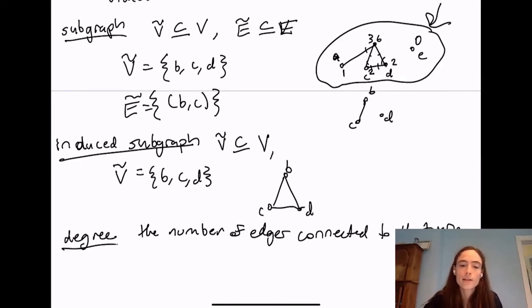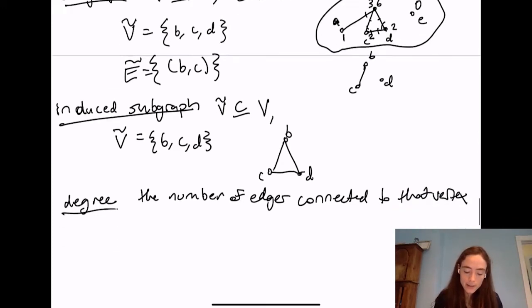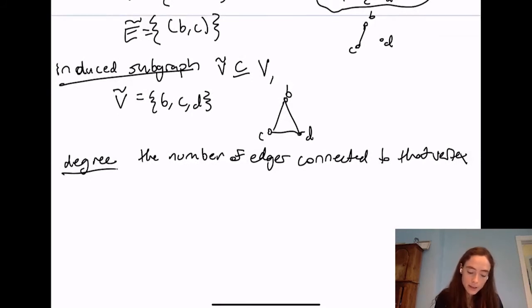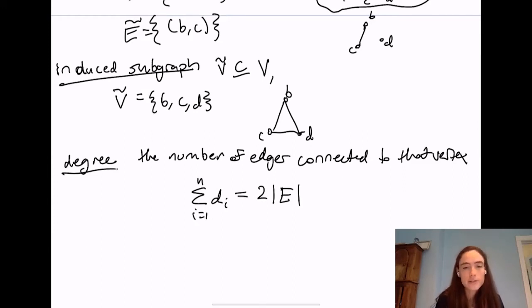And an interesting fact about degree: the sum of the degrees of each of the vertices in a graph will equal 2 times the number of edges. So if you're interested, you can try to think about why that is. And if you're stuck, you can look up a proof online or email me, and I can let you know the explanation.